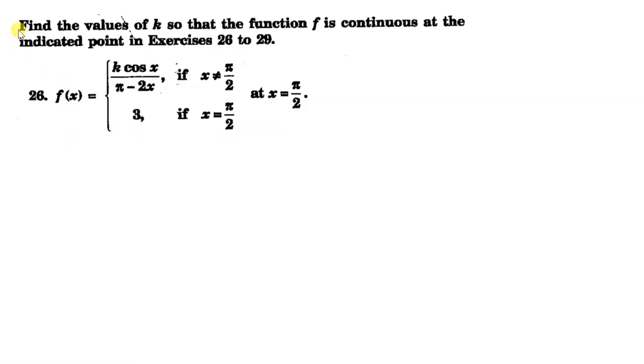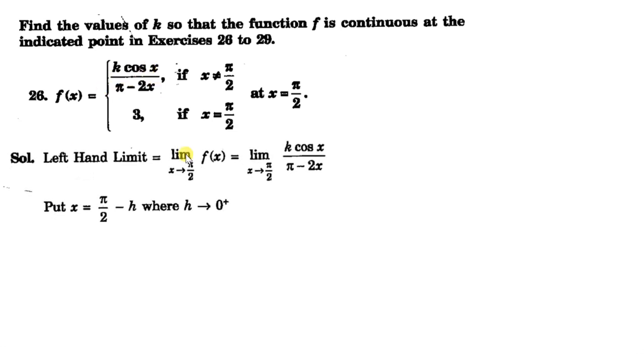Next question. Find the value of k so that the function f is continuous at the indicated point. Here we are given a function k cos x upon pi minus 2x if x is not equal to pi by 2. Means except pi by 2, the function is defined as k cos x upon pi minus 2x, and at pi by 2 the value of the function is 3. It is given that this function is continuous at x equal to pi by 2 and we have to find the value of k. So we will find the left hand limit of this function.